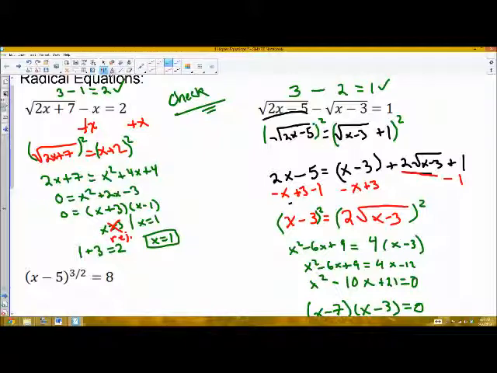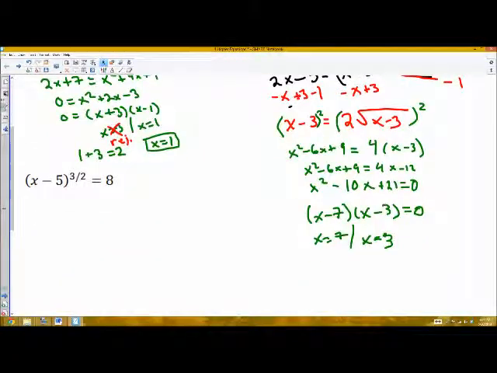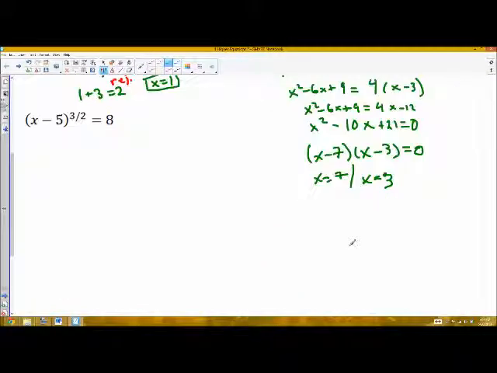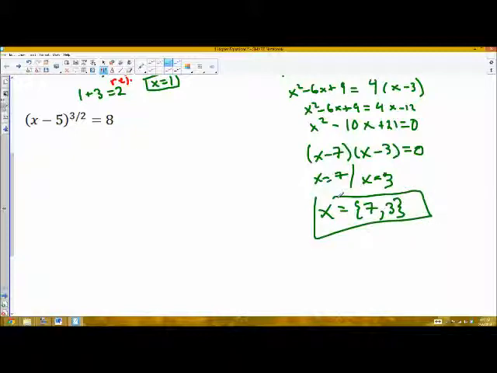The other one I need to check is 3. So I'm going to plug in 3 now. Taking my pen. Here we go. So I'm going to go over here, plug in 3. 2 times 3 is 6. Minus 5 is 1. Square root of 1 is 1. Minus 3 minus 3 is 0. Square root of 0 is 0. And 1 minus 0 equals 1. So it looks like both of my answers checked. So those will both be solutions. So my final solution set is x equals 7, x equals 3. Final answers. Both checked, both are solutions.